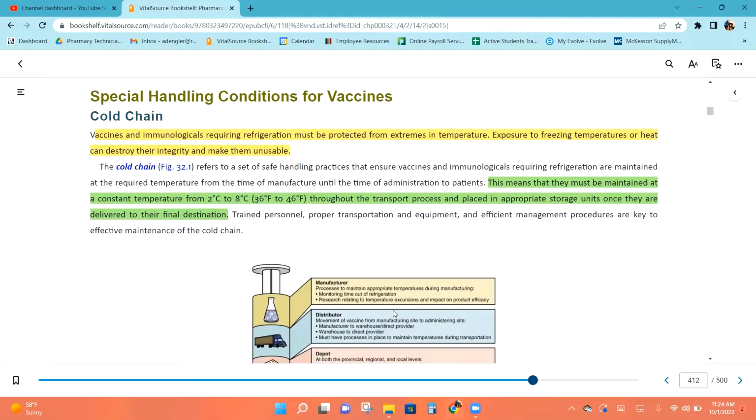Vaccines and immunologicals requiring refrigeration must be protected from extremes in temperature. Exposure to freezing temperatures or heat can destroy their integrity and make them unstable and unusable.